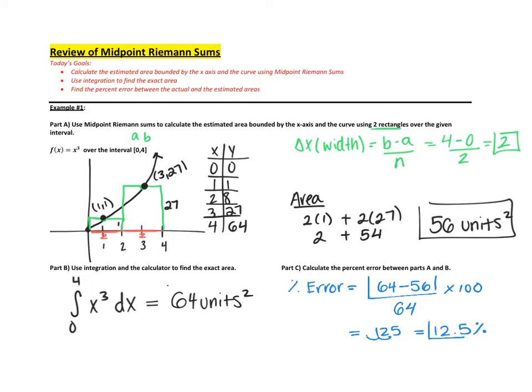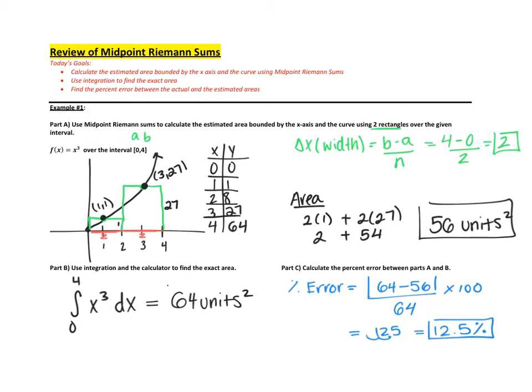Now, with these questions, the midpoint ones, it's actually really hard to figure out if it's an overestimate or an underestimate because parts of it are over and then parts of it are under. So there's really no way to tell. You only will have to be able to tell if you look at the error to see how far off it is.